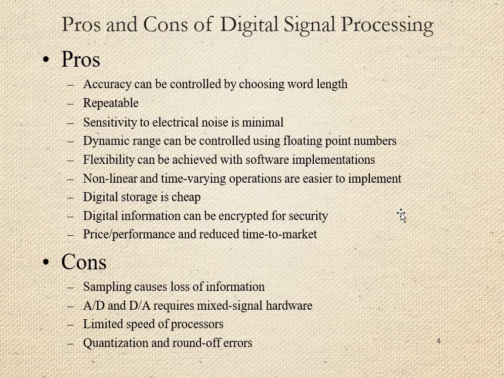So digital information can be encrypted for security. The last one is price and performance and reduced time to market. So these are some of the pros of digital processing.